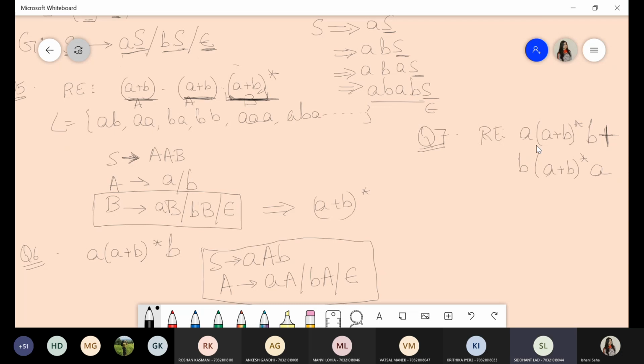Ma'am, so should we just add a slash after that, A B slash B A? Like I'm not sure, but... Yes, this is correct. Absolutely correct.